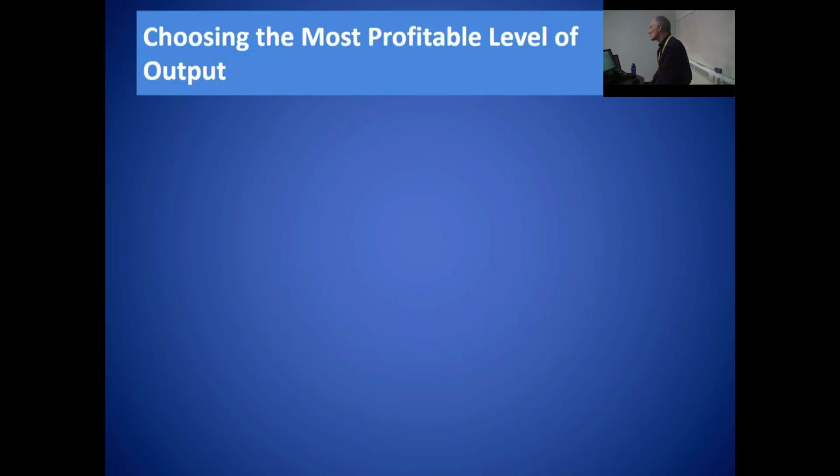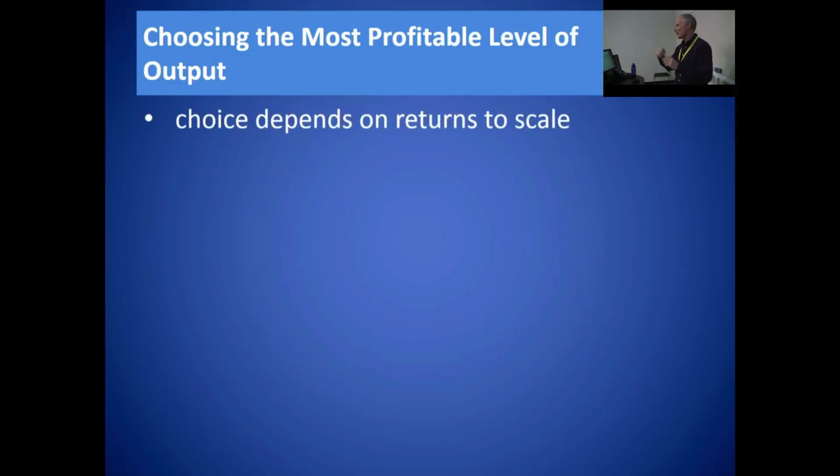And this is choosing the most profitable level of output. The diagram that I'll show you at the end is really, really simple. It's a diagram that you all know. It's the long run average cost curve. And the outcome is obvious. But how we get there can be a little bit trickier. So, I'll take it as slowly as I can.